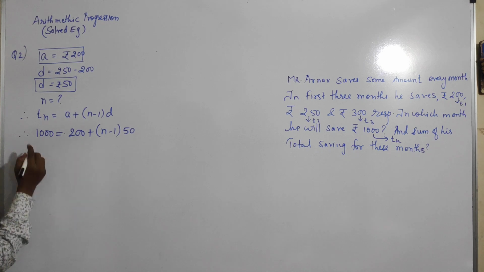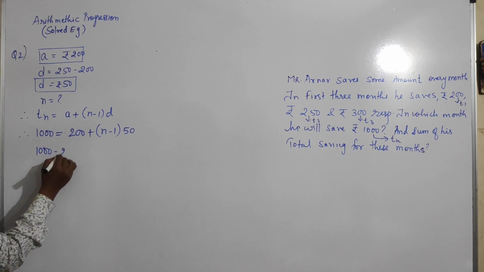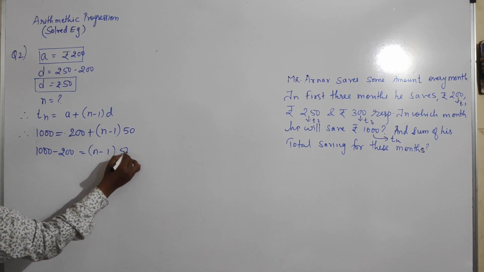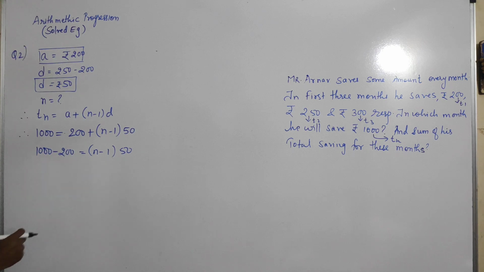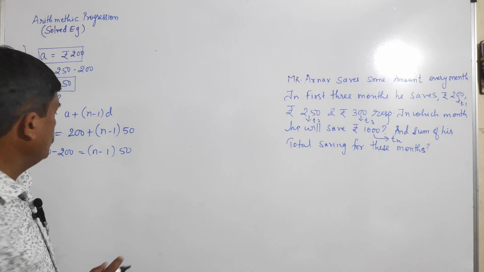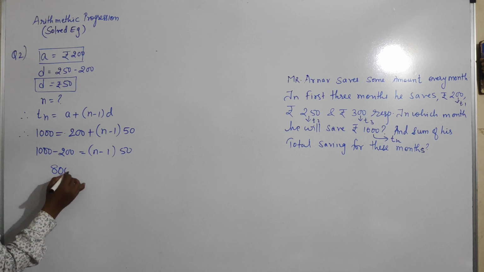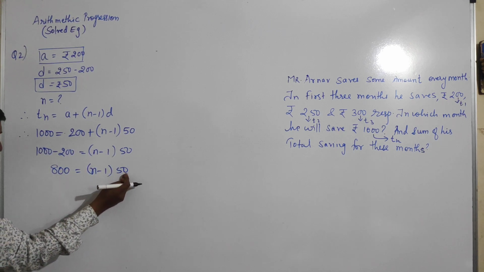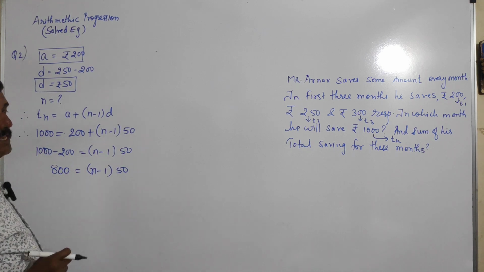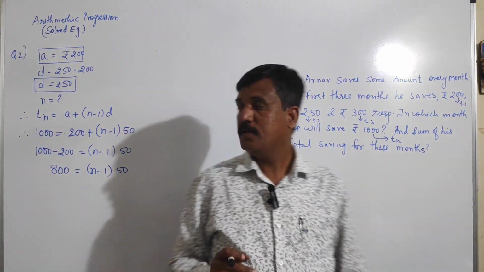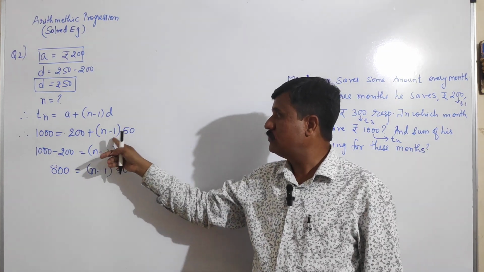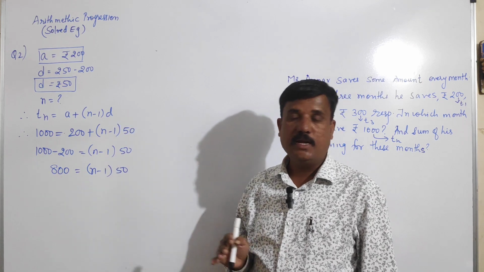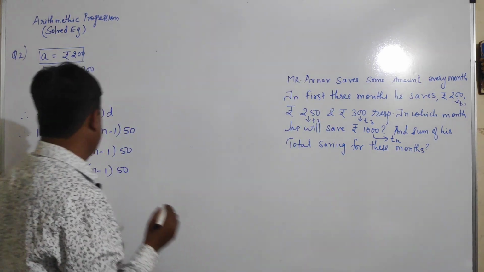ये 200 इक्वल टू के इधर आगे क्या होगा? 1000 minus 200 is equal to n minus 1 into 50. Right? 1000 minus 200 is 800 is equal to n minus 1 into 50. अभी 50 क्या है? इधर क्या है? इसके बीच में कोई साइन नहीं. इसका मतलब क्या है? यहाँ पे मल्टीप्लीकेशन है. n minus 1 bracket multiply by 50. मल्टीप्लाई करके इक्वल टू के उधर जाएगा तो क्या होगा? डिवाइड. ओके.